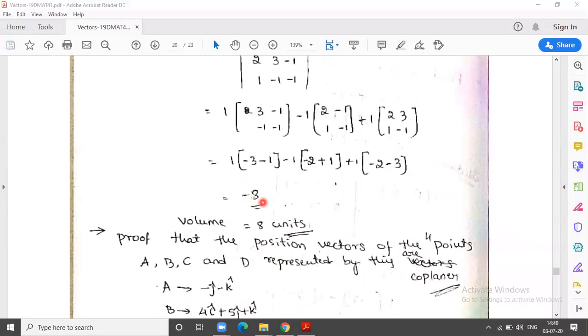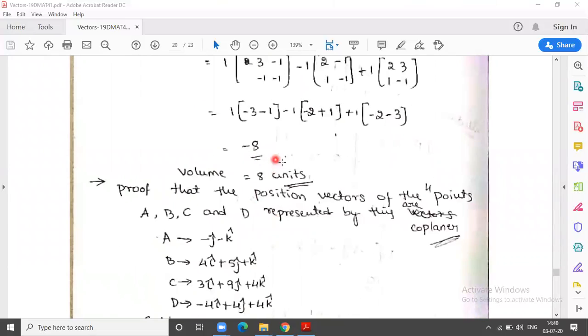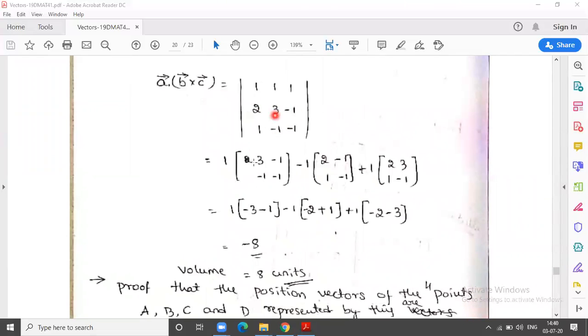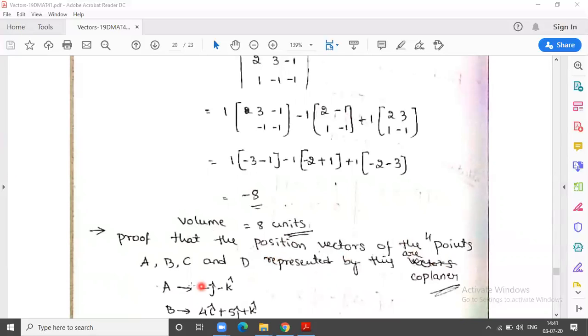This is the required volume of the given parallelepiped whose co-terminal edges are given by these three vectors A, B, C. Evaluating this determinant, we get the final answer as minus 8. But for volume, you should not write the negative sign. Even if you get a negative value, you should write plus at the end. So the volume of the given parallelepiped is 8 units.